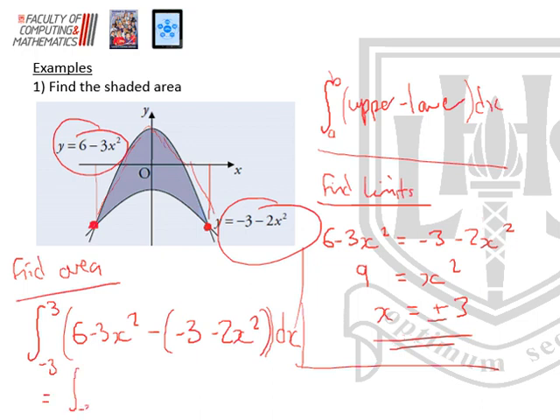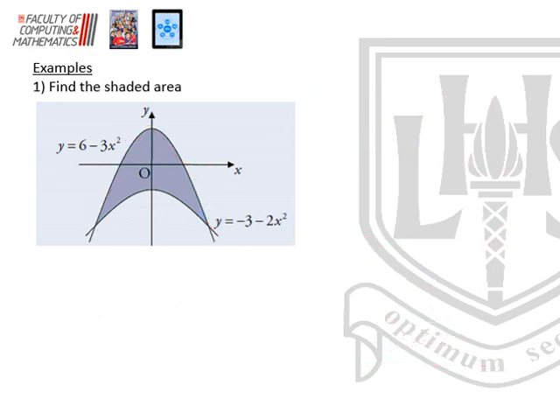That becomes between minus 3 and 3, 6 take away 3x squared plus 3 plus 2x squared with respect to x. And that will tidy up to 9 minus x squared. So to find this area, we know the integral is going to be 9 minus x squared with respect to x between the limits of minus 3 and 3. Okay, so sorry that last slide is probably a bit messy. We found the limits, we did the upper curve take away the lower curve, and this is the integral that will give us the area.